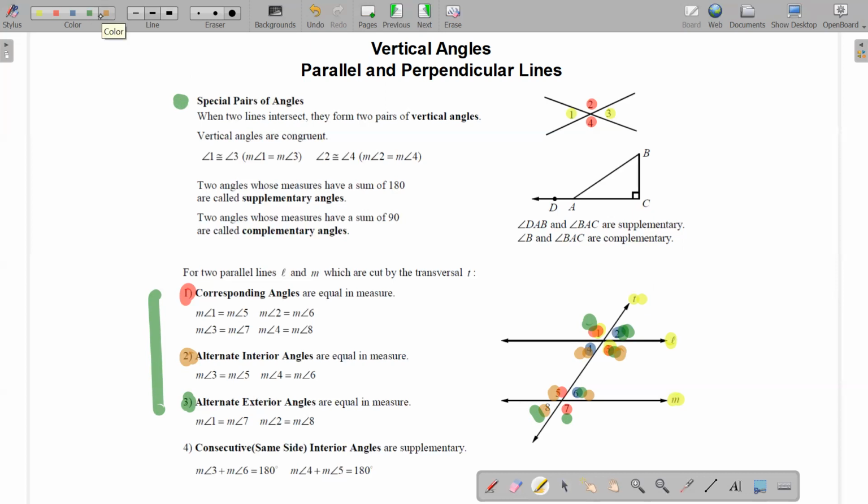And I want to close this by talking about consecutive same side interior angles, which are basically all the angles right here, internal to the two parallel lines. In fact, these angles have the characteristic that their sum, so 4 plus 5, will always give you 180 degrees, as well as 3 and 6 give you 180 degrees. So that means these angles are supplementary angles, as we were talking about before.